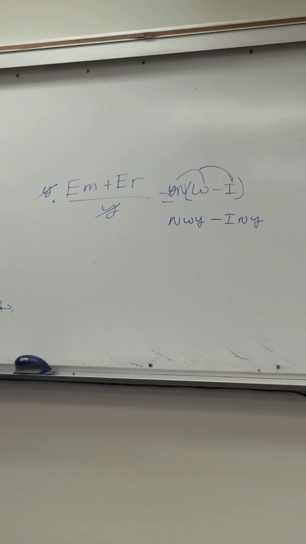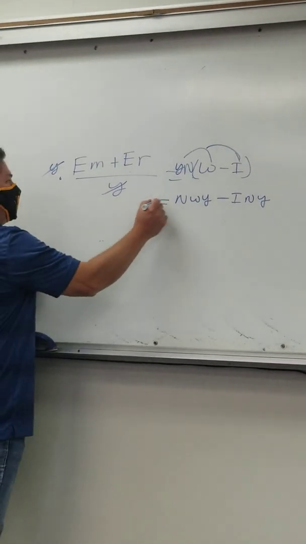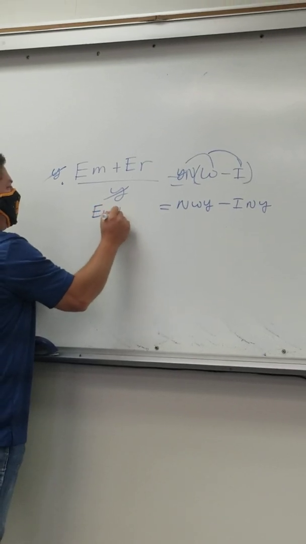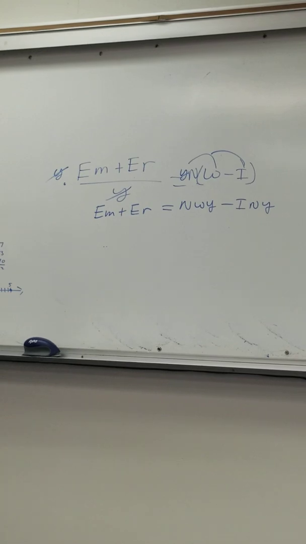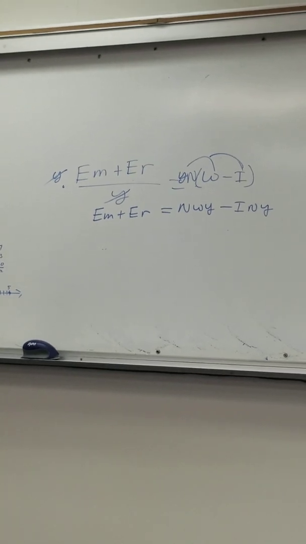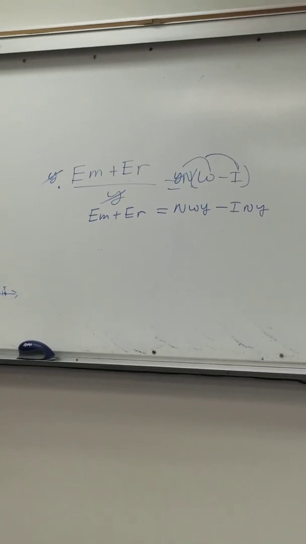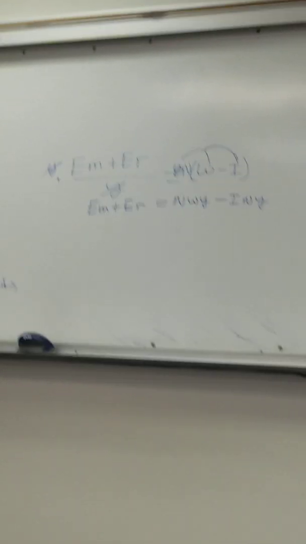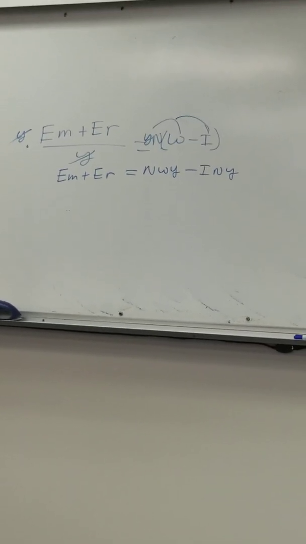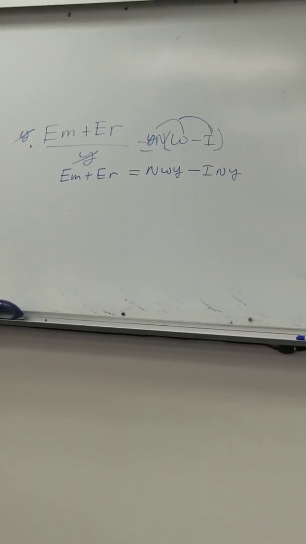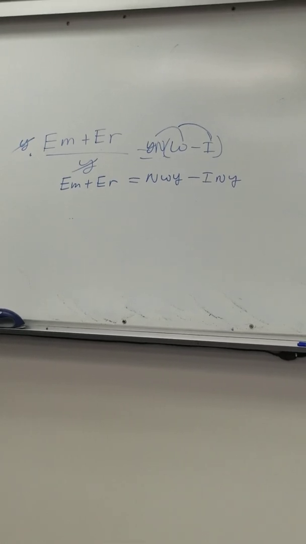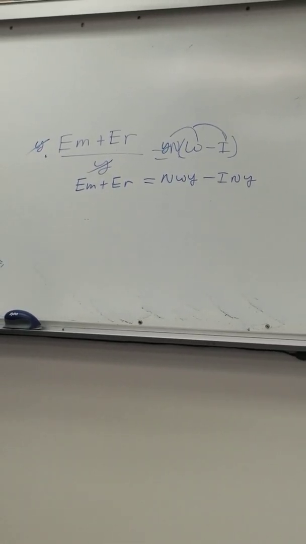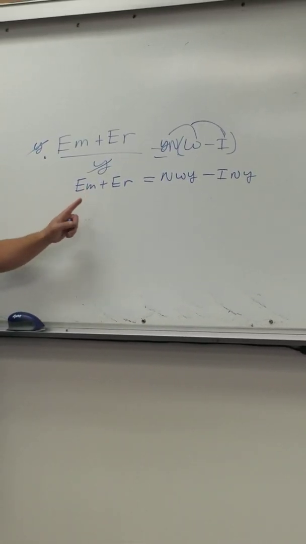We got that part. Now, all I have on this side is EM plus ER. Should I get rid of the ER or the E in front of the M next? Think about this. Don't say it out loud. Just think. Should I get rid of the E in front of the M or the ER next? Logan, what do you think? What should I get rid of next? Trying to get the M by itself. Trying to solve for M.